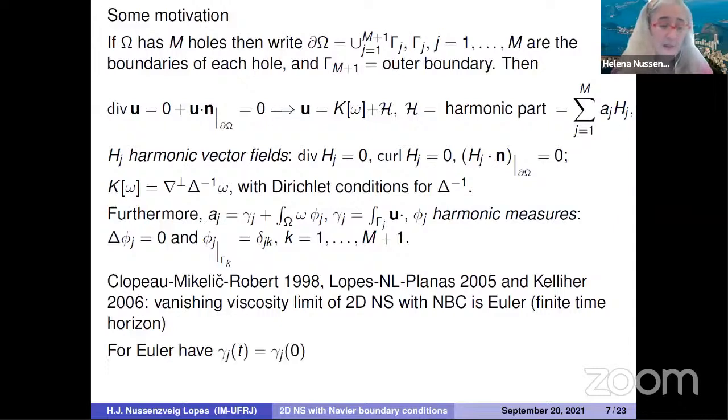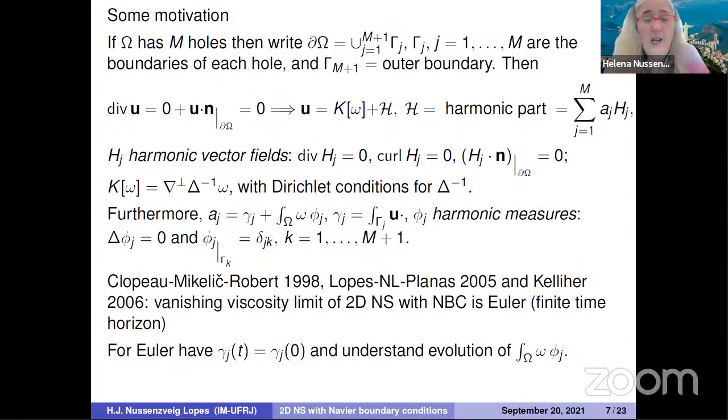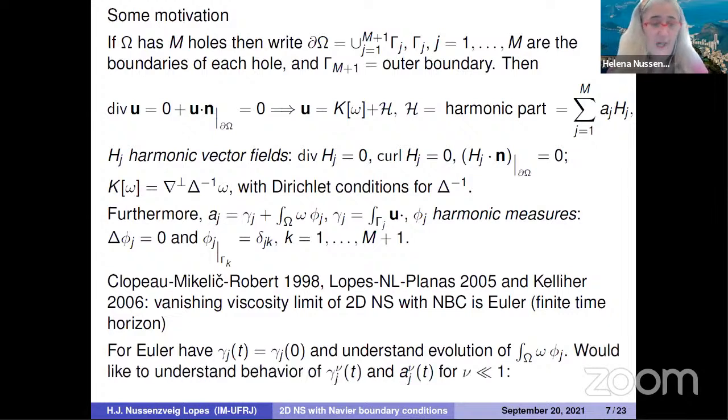And what we were really interested in is that since for the Euler equations, the circulations along the boundary components are conserved, we wanted to understand, and we do understand, the evolution of the integral of omega times the harmonic measures for Euler solutions. We wanted to understand what would be the behavior of these circulations with respect to viscosity as viscosity became very small, and of these coefficients A_j,nu(t). Okay. And this is still work in progress. We still have not understood this, but this was the motivation.